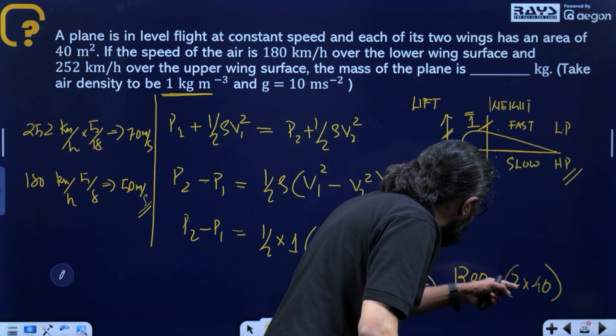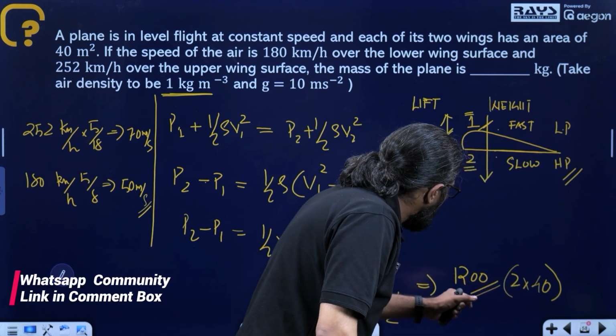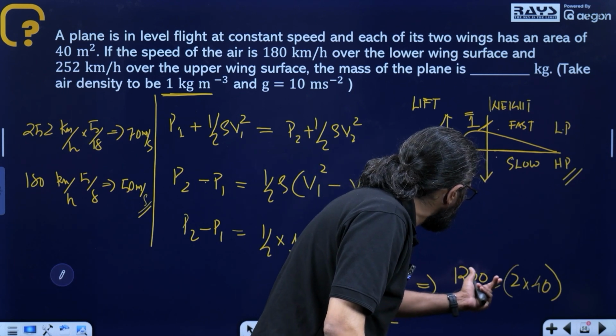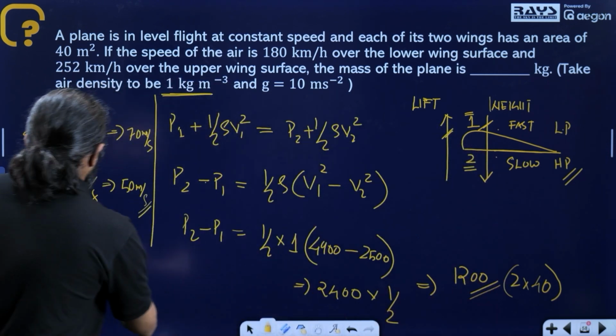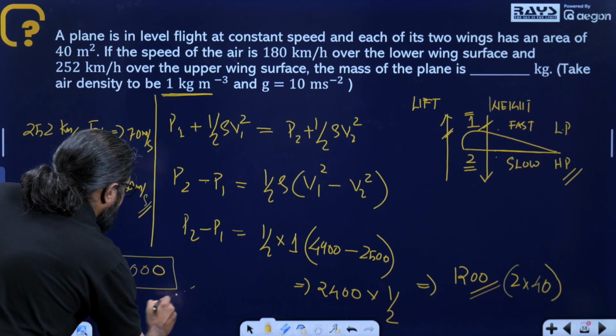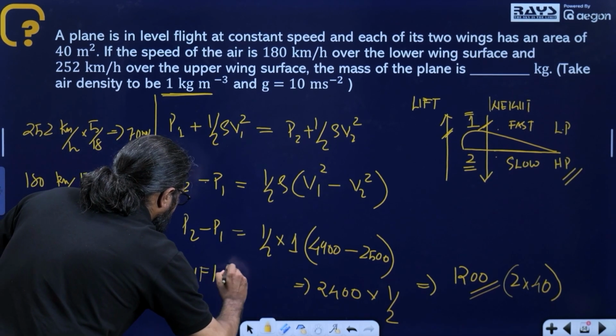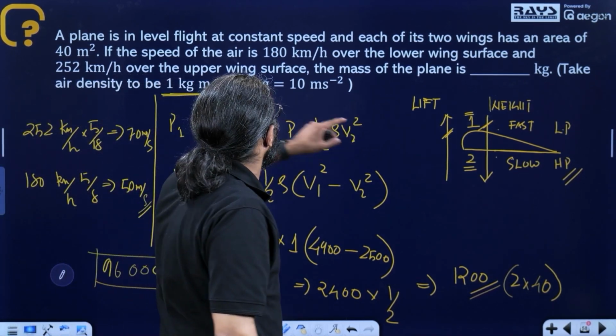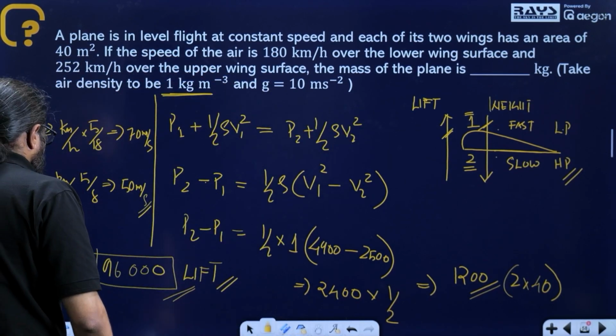12 into 8 is what I have. 12 into 8 would give me 96, or this is basically 24 into 4. 96 with 3 zeros. 96 with 3 zeros is actually the lift. Alright? We got the lift. So what is needed now? We have to match the lift with the weight. Then we will get the mass of the plane.